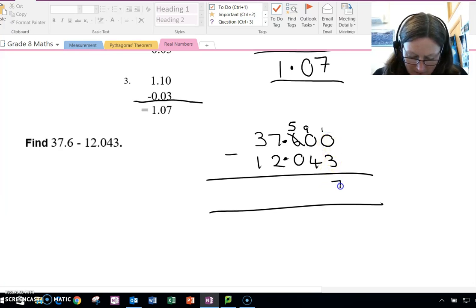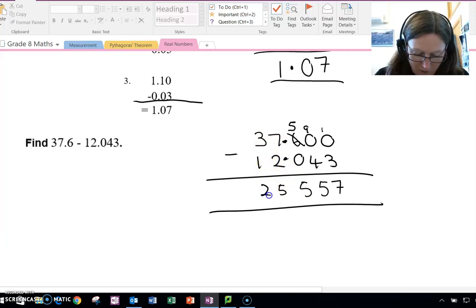10 subtract 3 is 7. 9 subtract 4 is 5. 5 subtract 0 is 5. 7 subtract 2 is 5. And 3 subtract 1 is 2. So I've done normal subtraction. And the last thing, don't forget the decimal point. So I put my decimal point directly under the 2 above.